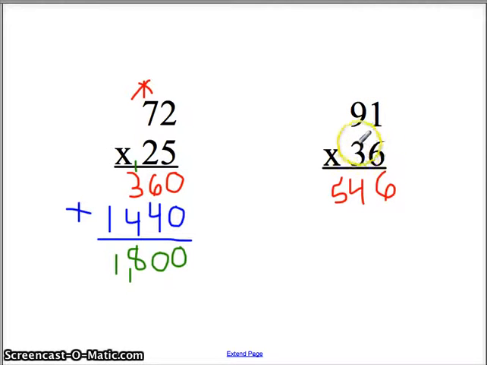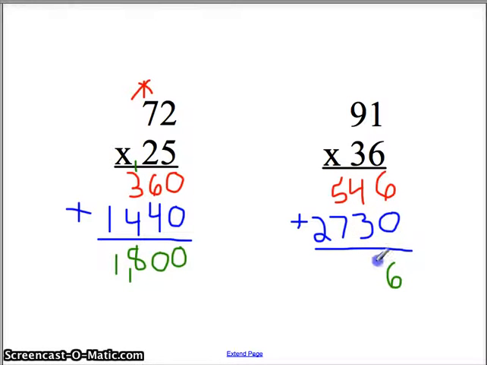91 times 3, but it's really a 30 instead of a 3, so I'm going to start with a 0. 3 times 1 is 3. 3 times 9 is 27. The last step in this problem is to add. 6 plus 0 is 6. 4 plus 3 is 7. 5 plus 7 is 12. My 1 to the top. 1 plus 2 is 3. 3,276.